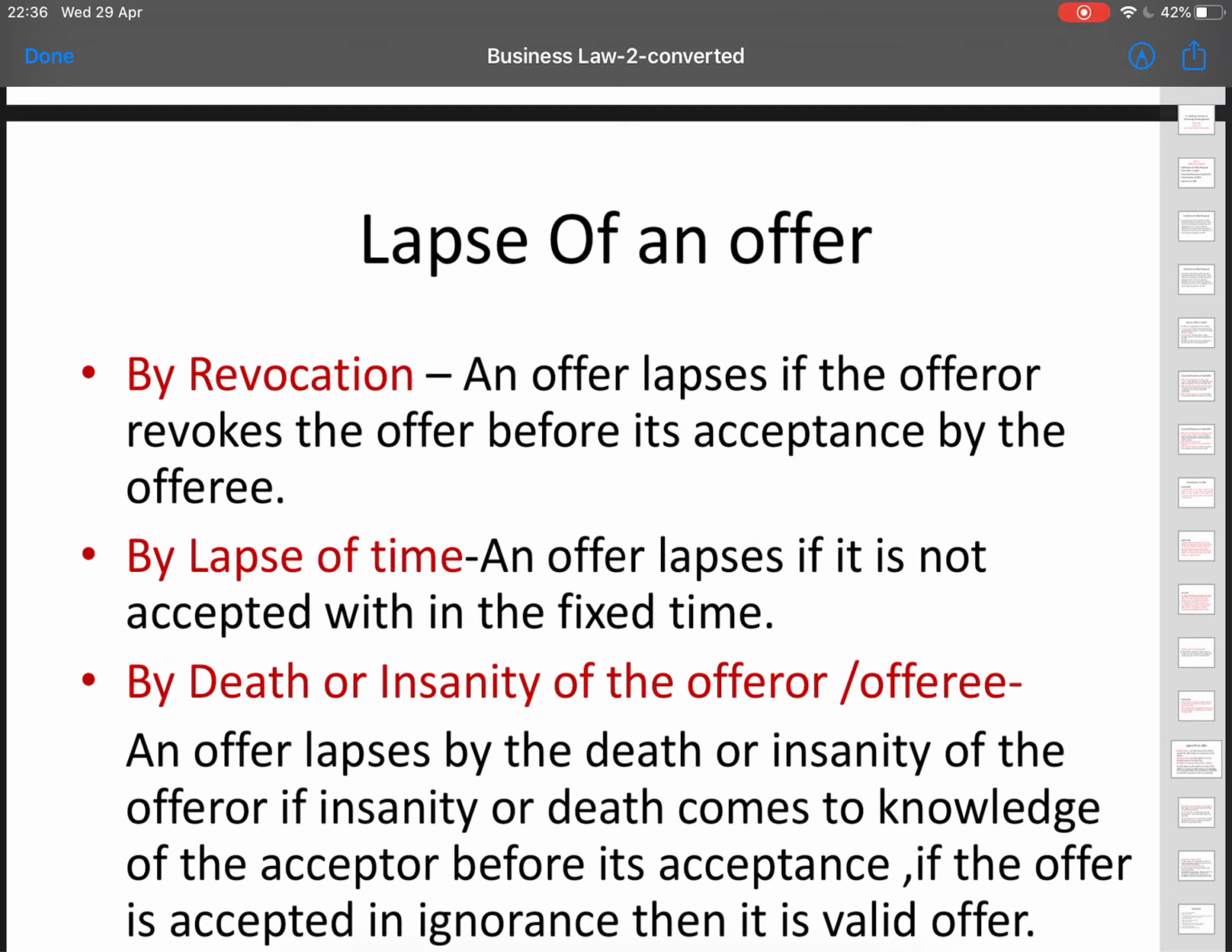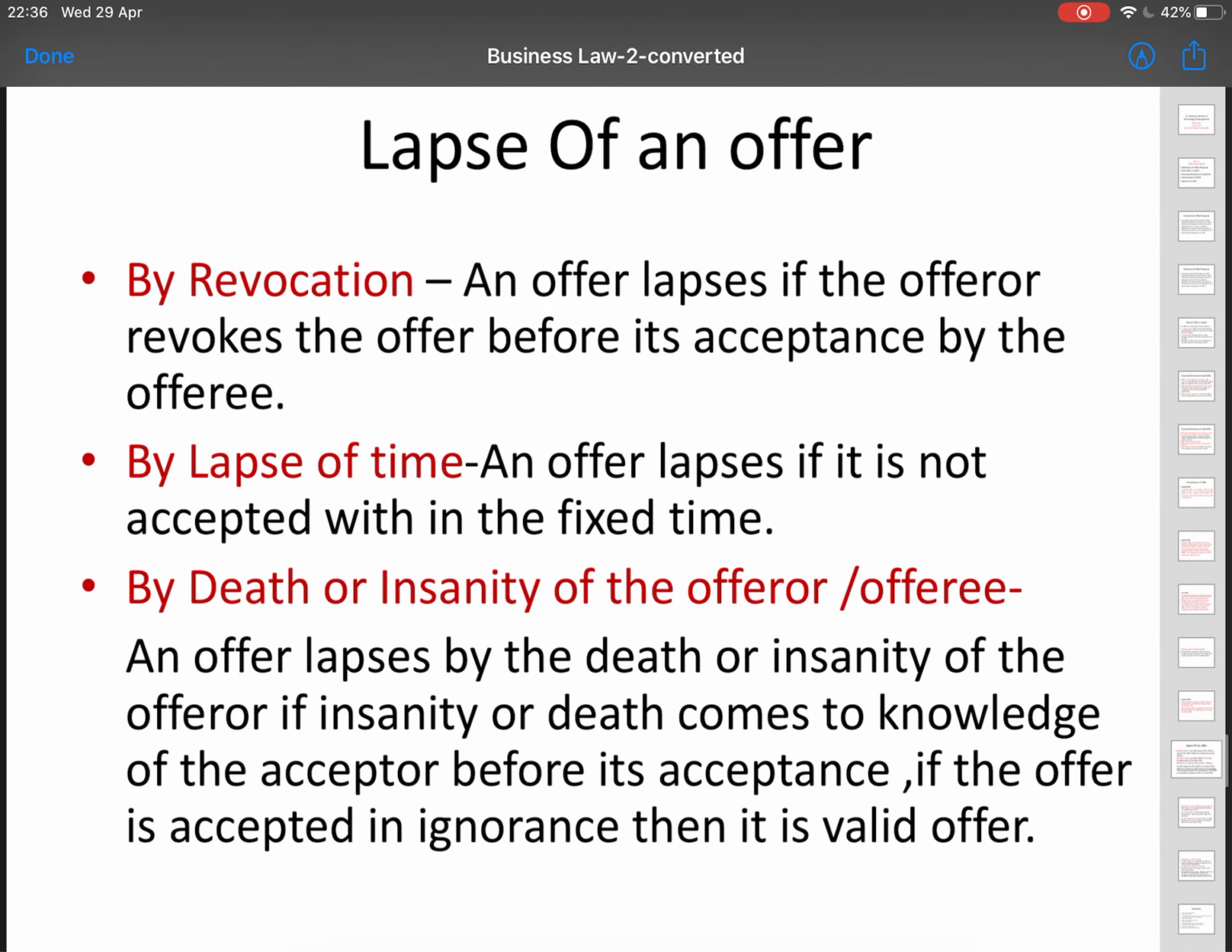The second way when an offer may lapse is by lapse of time. An offer lapses if it is not accepted within the fixed time, or within the prescribed time, or within a reasonable time. For example, an offer to buy shares of a company was made in June, but the acceptance was communicated in November. It was held that the offer to buy shares had lapsed because it was not accepted within a reasonable time.